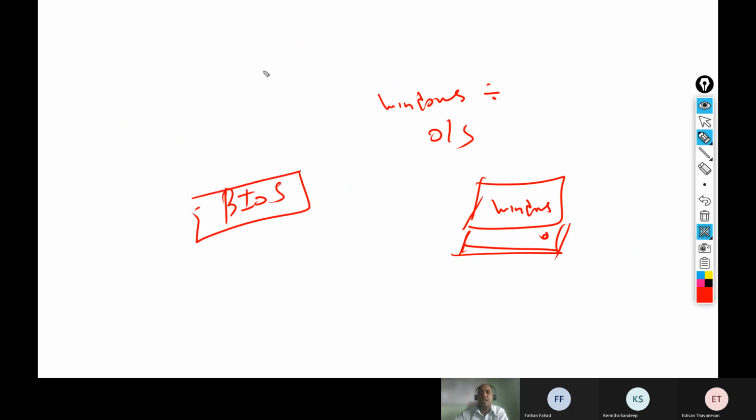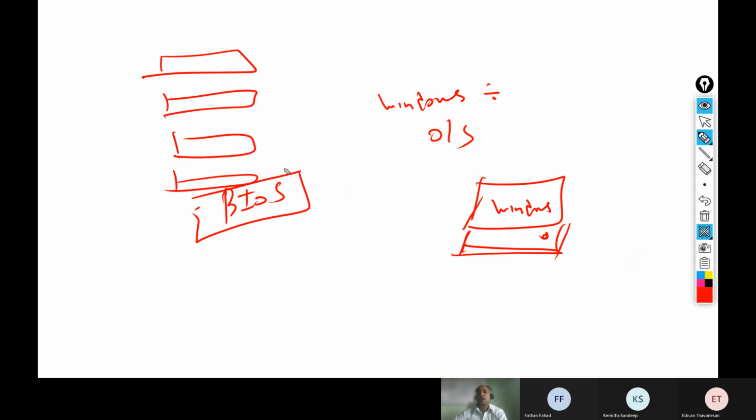In there, we have every option. We have a lot of options there. Normally, you can change the boot sequence of the computer. What do you mean by the boot sequence?